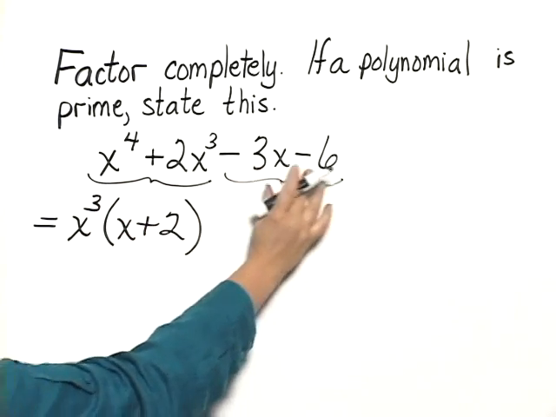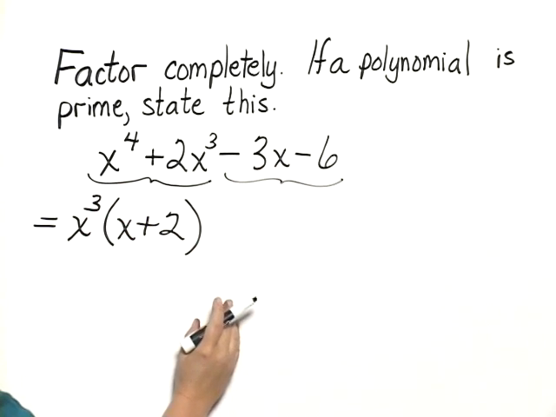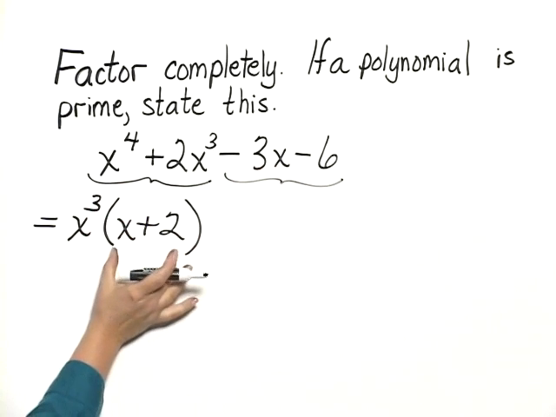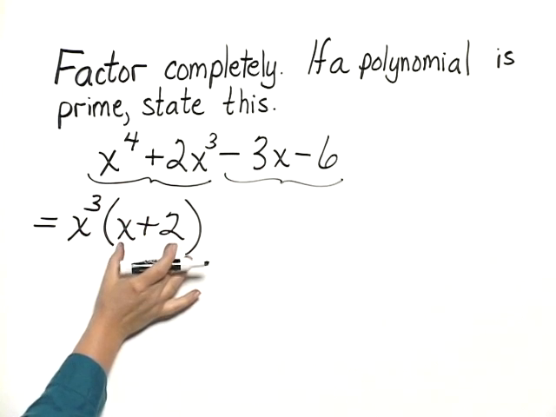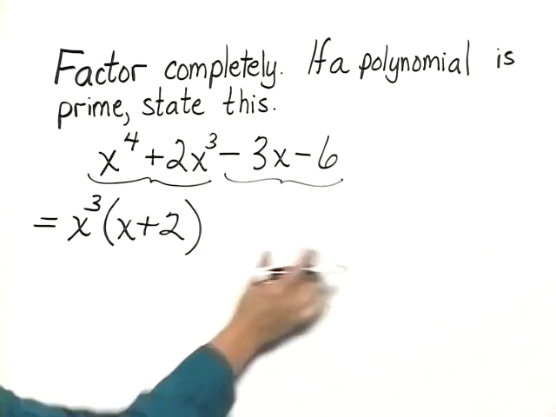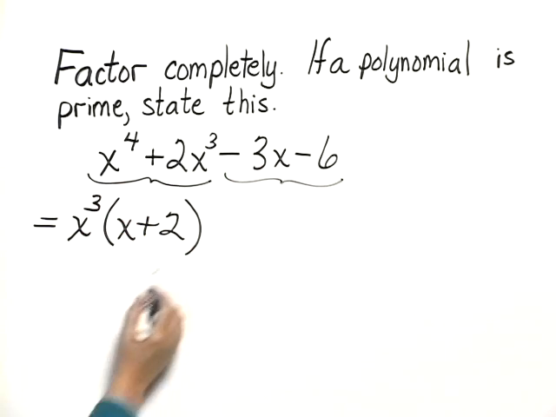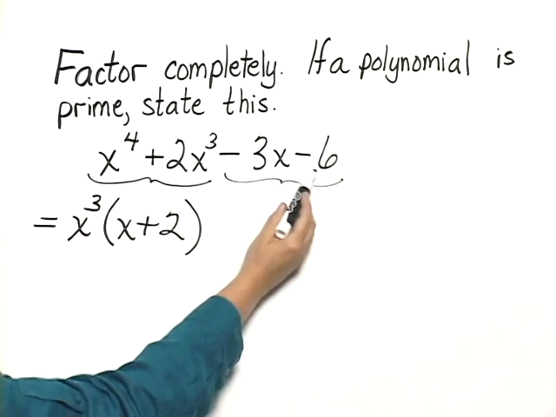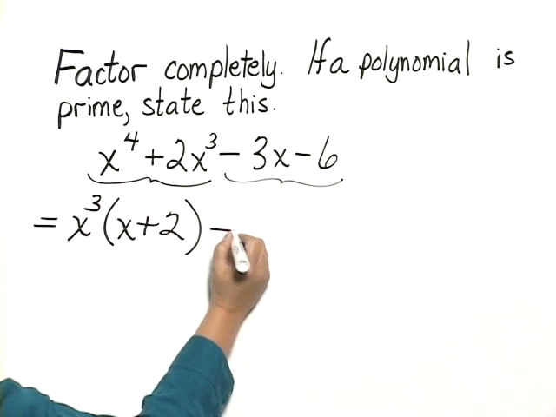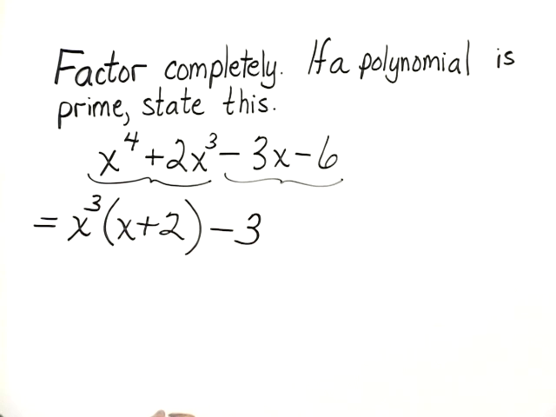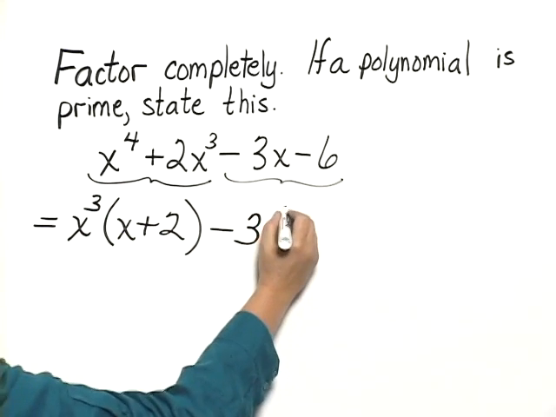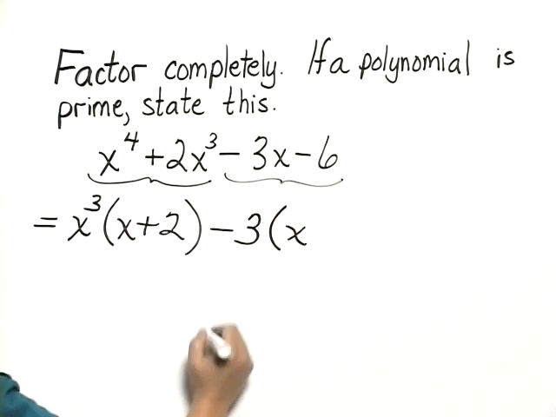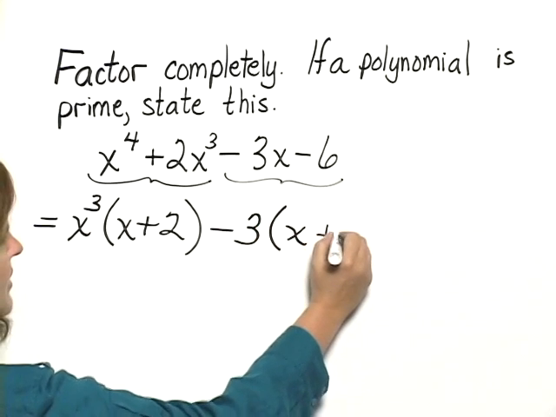Now over here we have a common factor of 3. You're going to notice, though, that we are going to have an x plus 2 as our common binomial factor in order to be able to factor that out. So instead of factoring out a positive 3, I'm going to factor out a negative 3. If I factor out a negative 3, then I do have inside my parentheses an x plus 2.